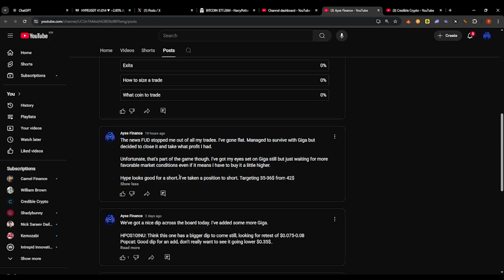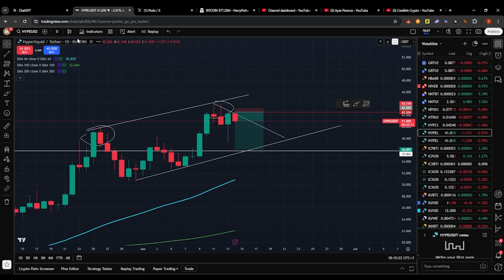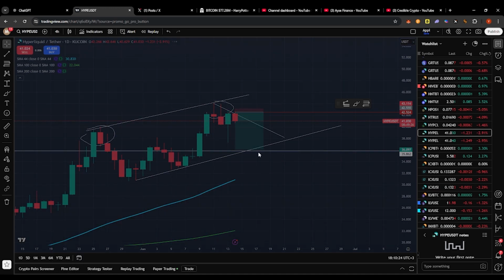However, Hype looks good for a short. I've taken a position to short, targeting $35 or $36 from $42. So we're going to take a look at this trade and break it down real quick. Why did I do it on the $42?